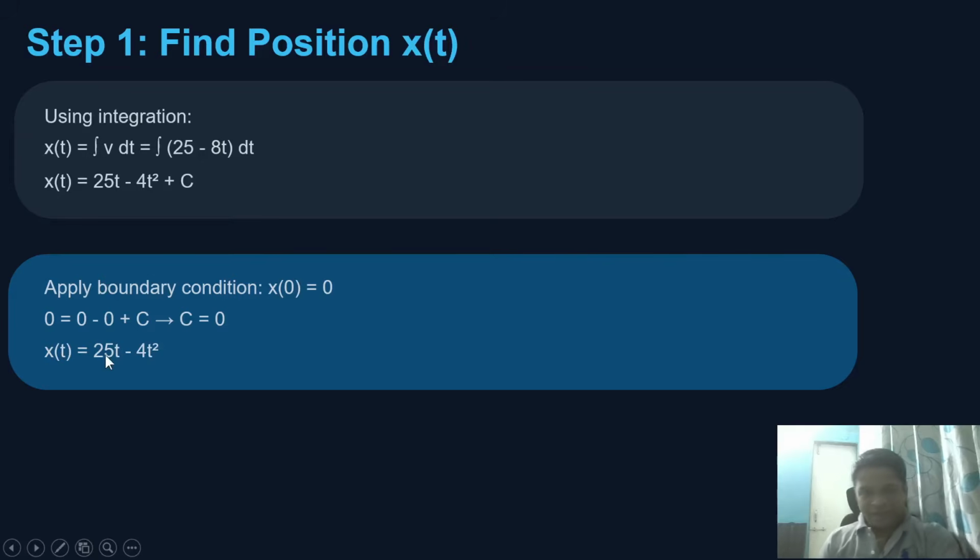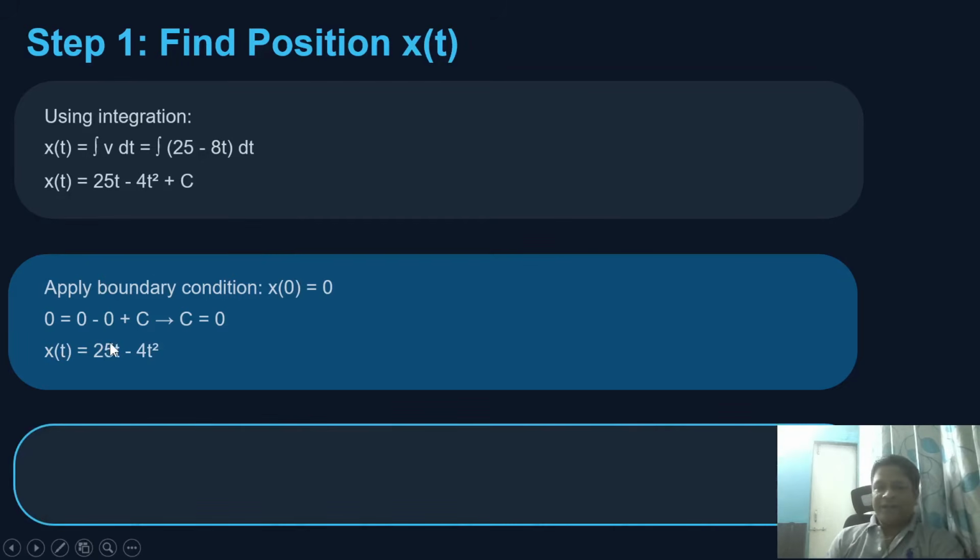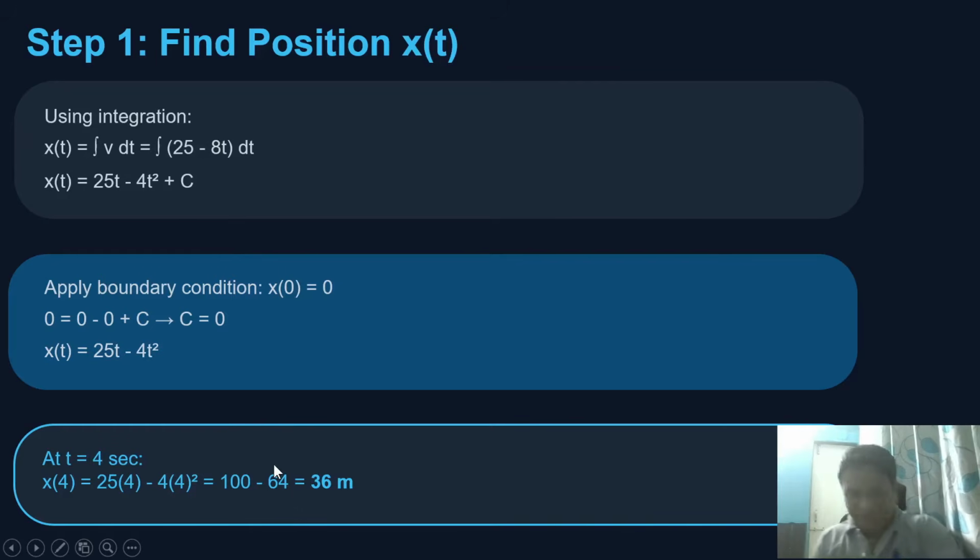So this way we get the equation, and at the end we need to find the value of displacement at t equal to 4 seconds. So in this equation we'll put the value of t equal to 4 seconds. Here we get 25 into 4 minus 4 into 4 square. So the answer is 36 meter. Kindly check the answer.